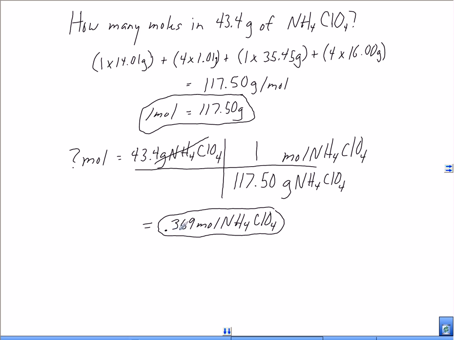Now, we want to make sure that our answer makes sense. For me to have 1 mole of this stuff, I'd need 117.50 grams. Well, I do not have 117.50 grams. I only have 43.4. So I would expect my answer to be less than 1 mole. And it certainly is, 0.369. So that's how you do a standard gram to mole conversion.